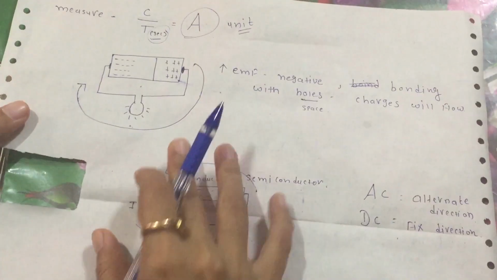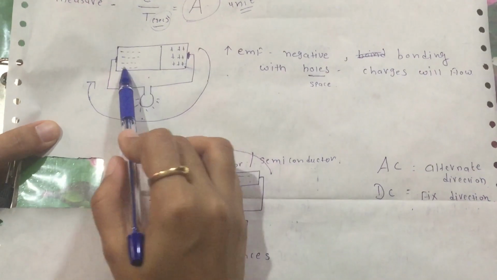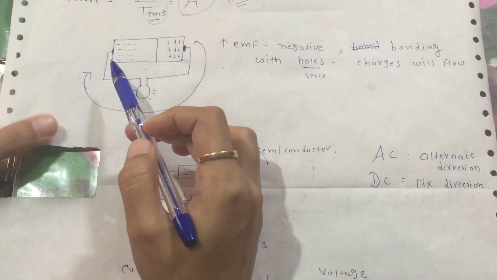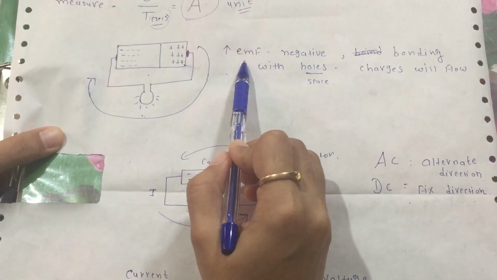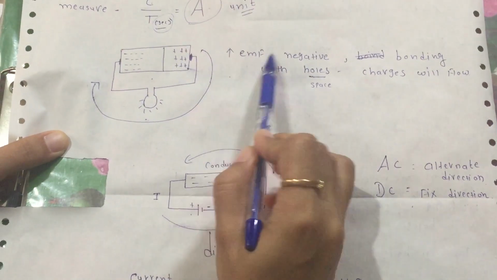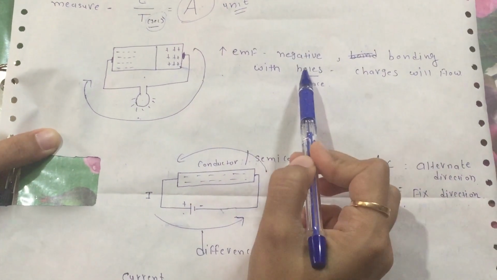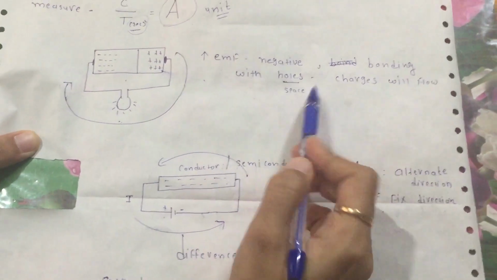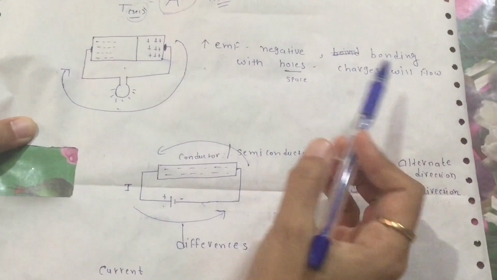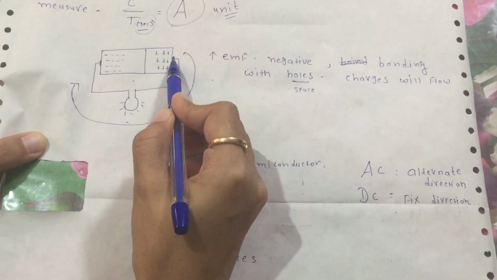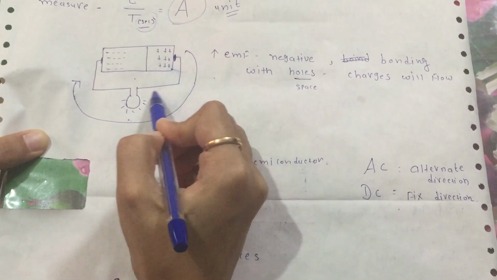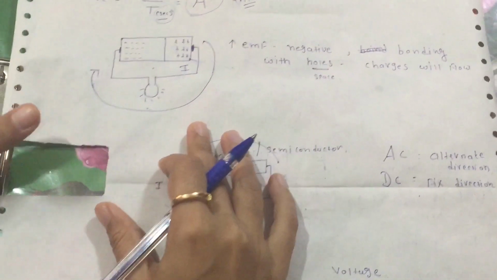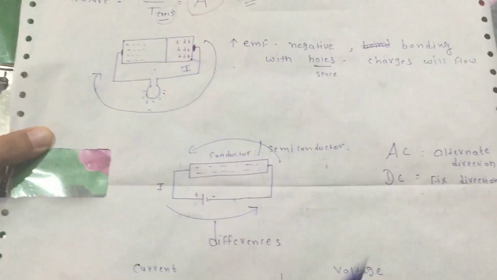Now see, in this diagram there are electrons and holes. As you know now, EMF increases, which is negative to the positive, bonding with the holes. So by the bonding, charge will flow this side. So charge will flow from here to here. So it's called current, which flows positive to negative.